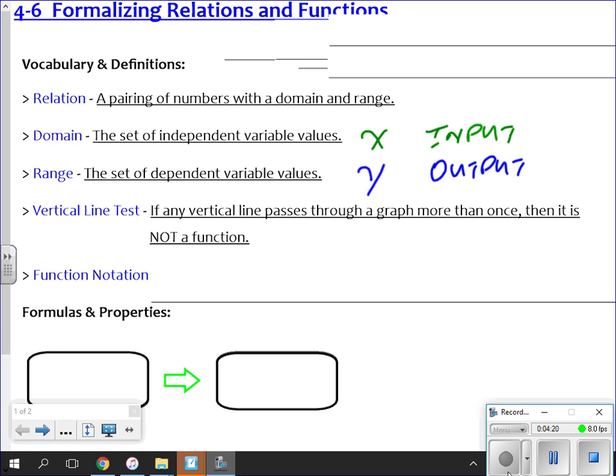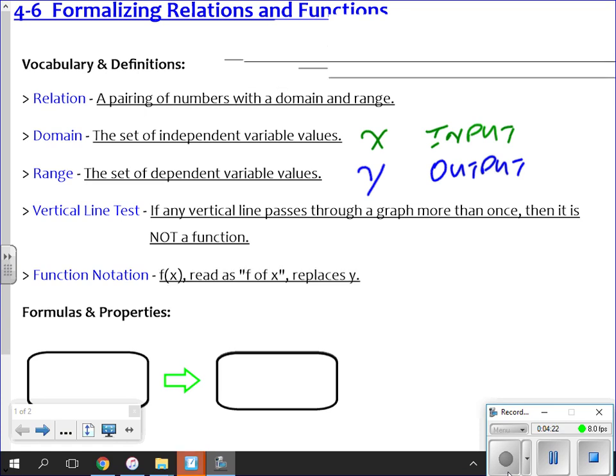Okay, function notation. This is probably the most difficult part we're going to be dealing with today. Function notation is something that was going to get very, very important. Function notation is you're taking y and replacing it with f of x, and that's how you say it. You say f of x. So f of x is this, f of x is that. You can use other numbers or other letters, and we will be doing that.